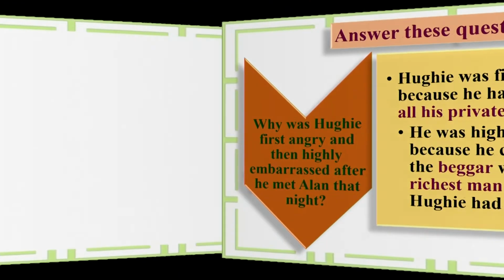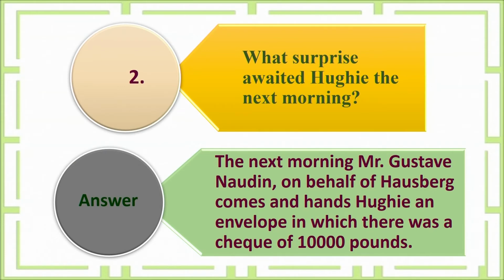And children, the next one. What surprise awaited Hughie the next morning? Alan Trevor has conveyed the message. He has spoken to, who is that? The rich man, the one who had posed as a beggar. Baron Hausberg. And what was the surprise that waited for Hughie the next morning? Mr. Gustav Naudin, on behalf of Hausberg, had come to Hughie. And what did he have in his hand? When he came to meet Hughie, he had an envelope. Hughie was surprised. What is this? An envelope, and inside the envelope was a cheque for 10,000 pounds. And this was a surprise for Hughie.